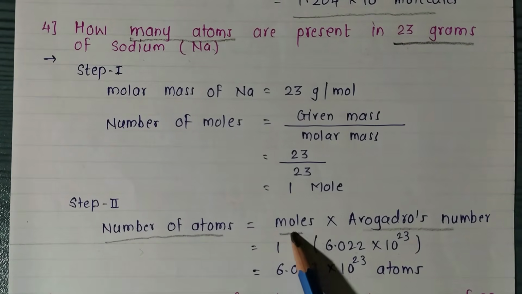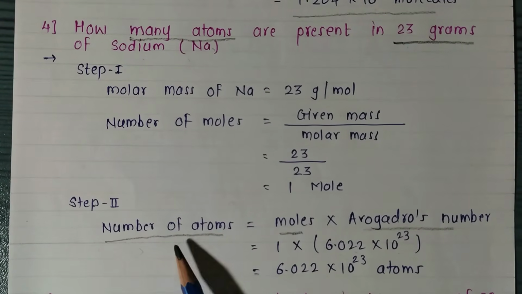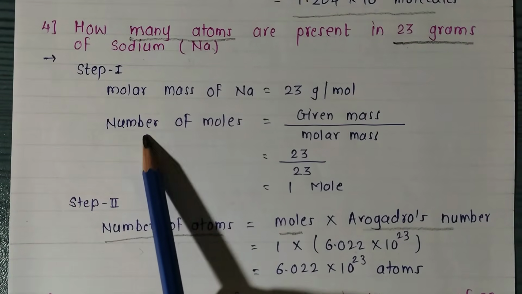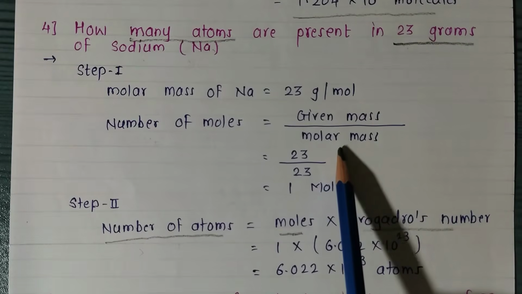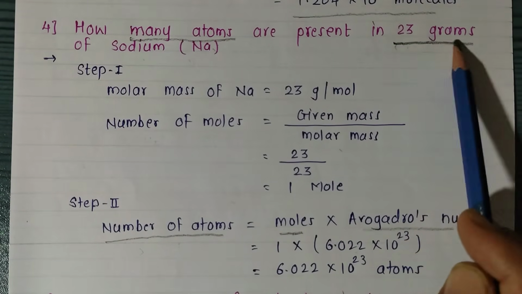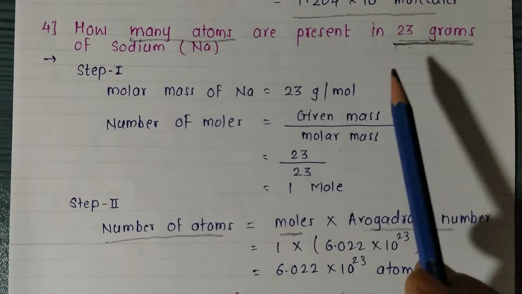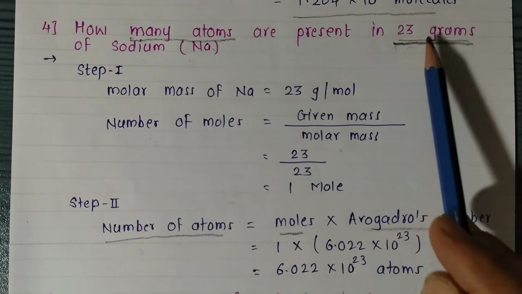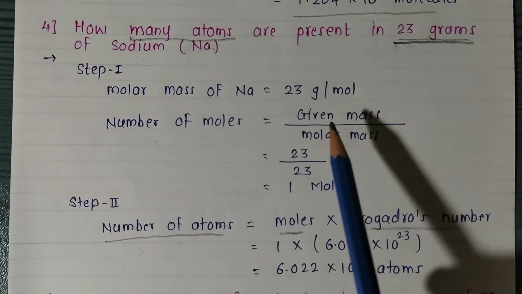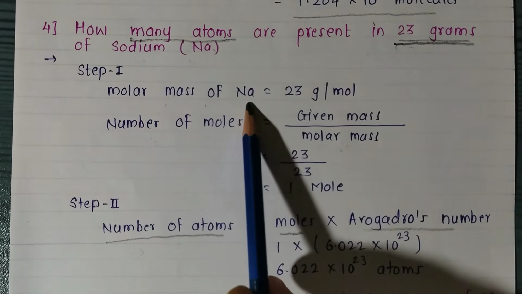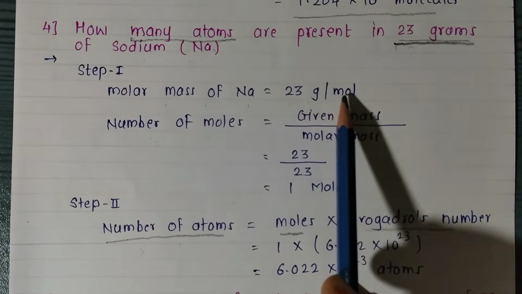So we first calculate the number of moles, to calculate the number of atoms. How do we calculate the number of moles? As we know, number of moles is equal to given mass upon molar mass. Here the given mass is 23 grams, but we don't know the molar mass. So what is the molar mass of sodium? The molar mass of sodium is 23 grams per mole.